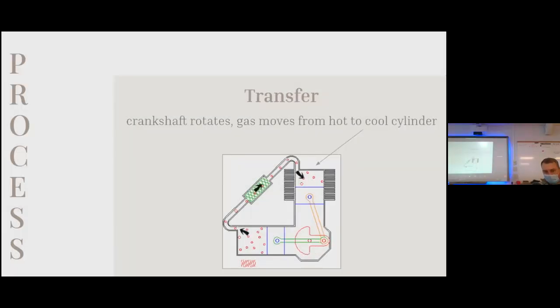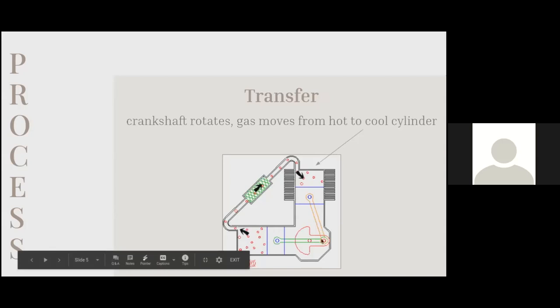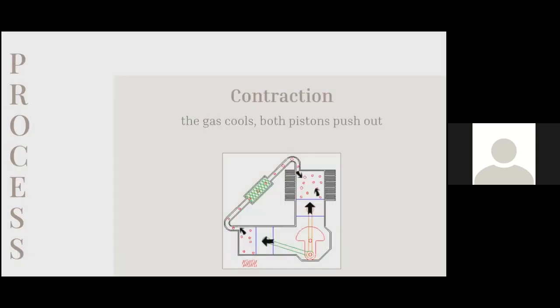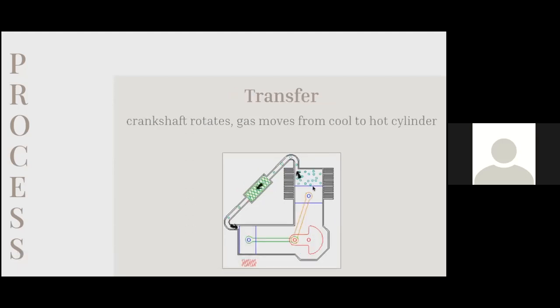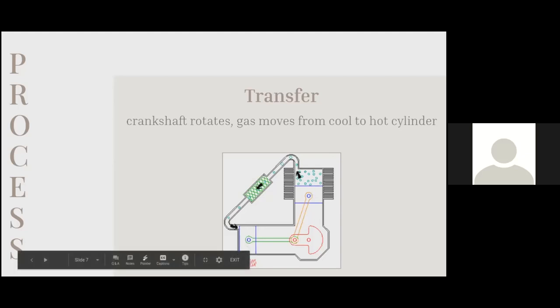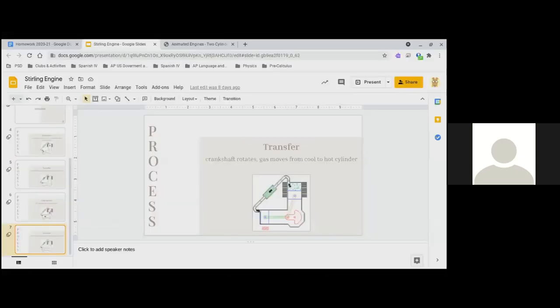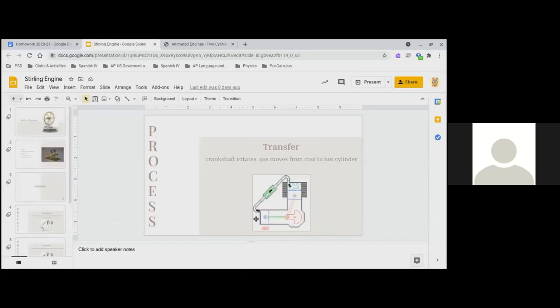The second step is transfer. The crankshaft rotates and the gas gets pushed by the piston up this chamber and into the cool cylinder. Then it contracts, so it basically does the complete opposite. The gas cools down in the chamber and both pistons push it out. Then the transfer is the same as the second step, except opposite: it moves from the cool to the hot cylinder. It uses gas expansion as its property of thermodynamics. As you can see, the gas expands, the gas cools down.